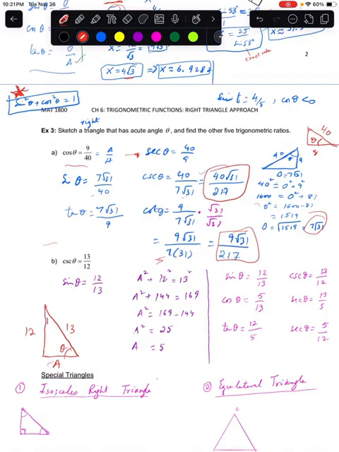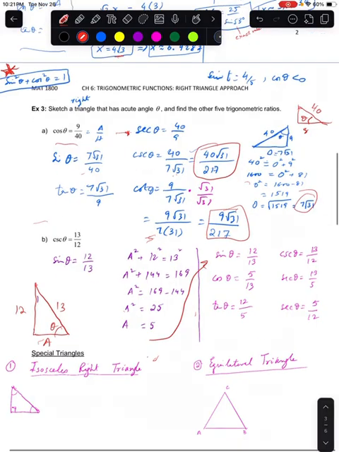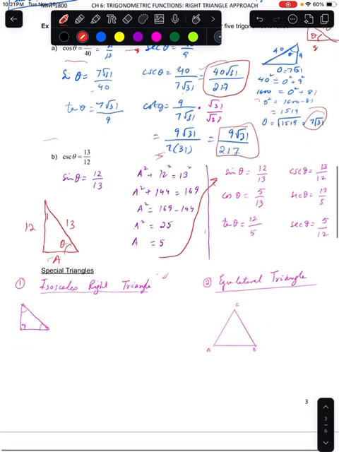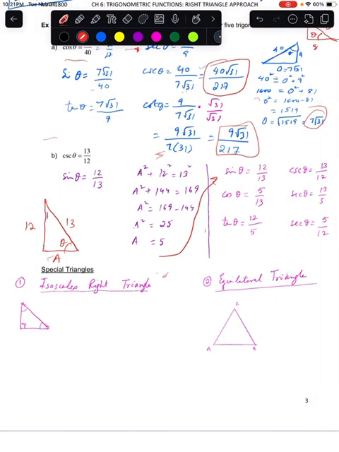Now what do we do? Just write down the trig ratios. So from here I went there and wrote all the trig ratios. Okay. Now the next thing we are going to do is look at some special triangles, and this is something I did mention in class. I don't know if some of you might remember.